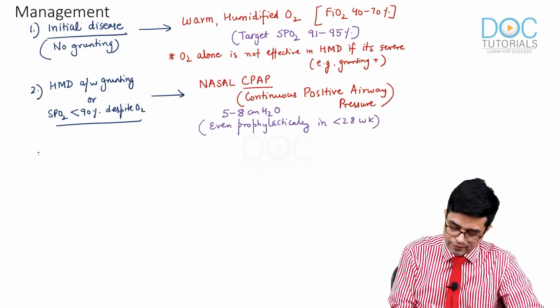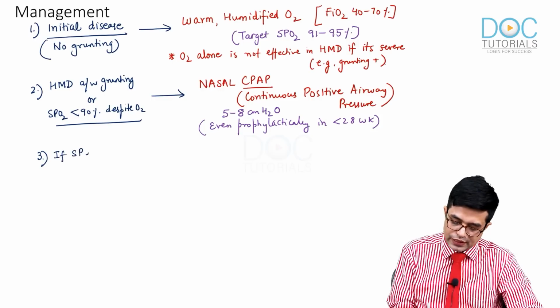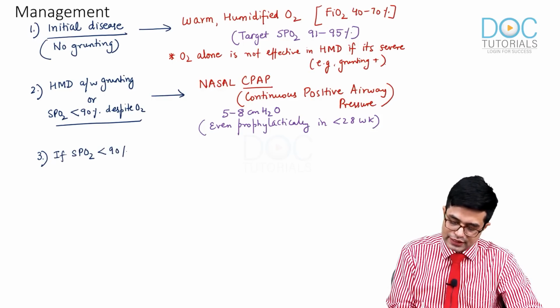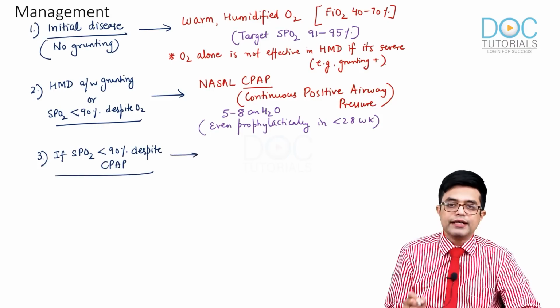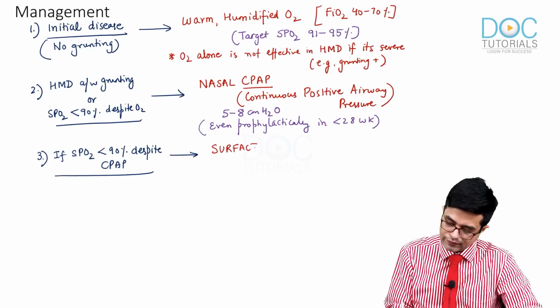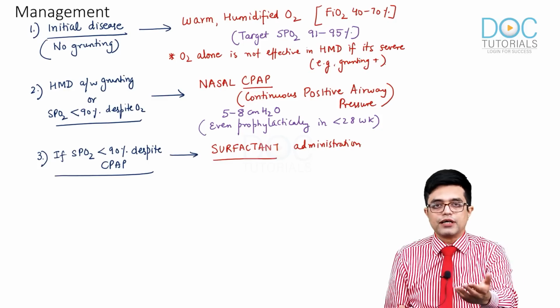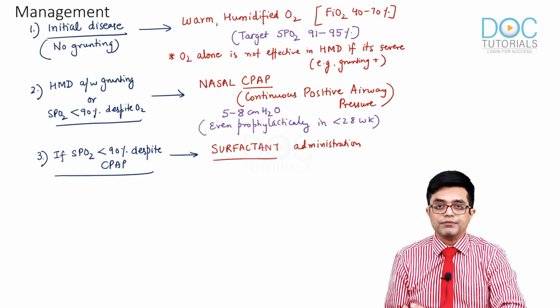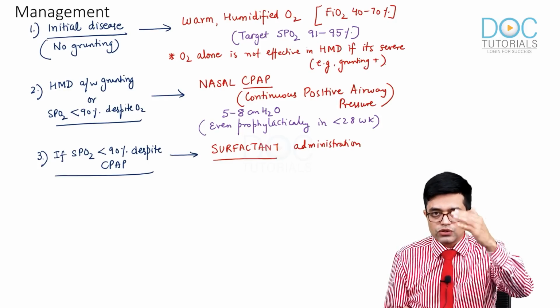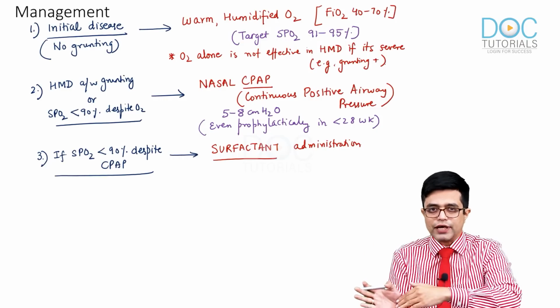The third thing: if the SpO2 is still less than 90% despite CPAP, that is an indication to consider surfactant administration. What was the reason for HMD? Surfactant was not there. So if you give surfactant, the patient will get cured. It is a costly therapy. It cannot be given casually. You need to stabilize the airway, ensure oxygenation by oxygen or CPAP, and then you give surfactant, right?